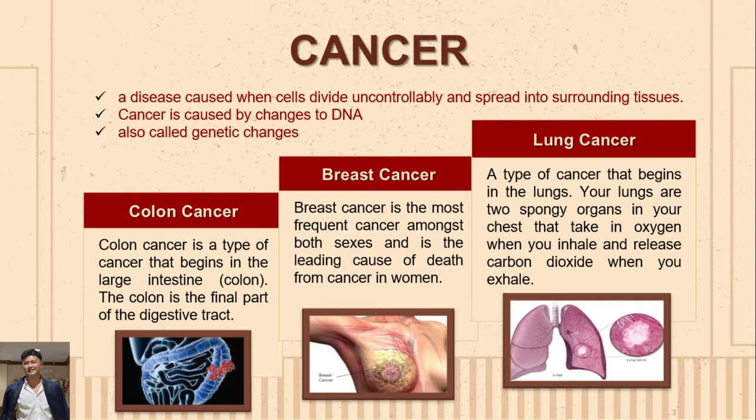Next, cancer, a disease caused when cells divide uncontrollably and spread into surrounding tissues. Cancer is caused by changes of DNA, also called genetic changes. There are three types of cancer: colon cancer, breast cancer, and lung cancer. Colon cancer is a type of cancer that begins in the large intestine. The colon is the final part of the digestive tract.